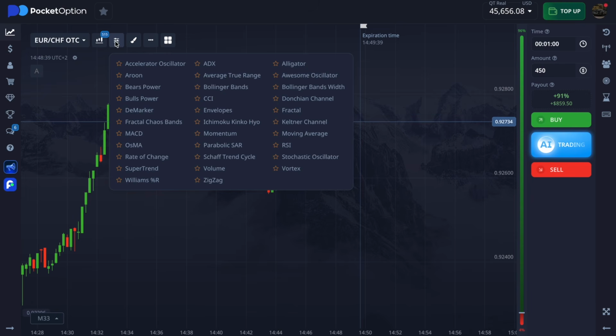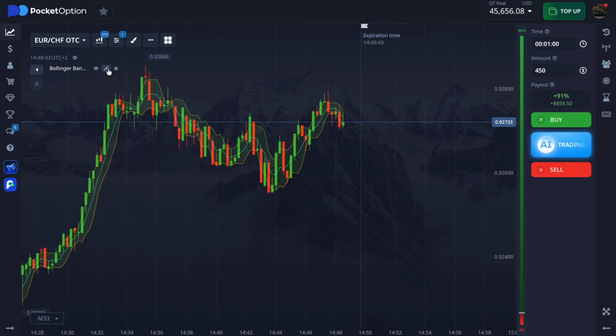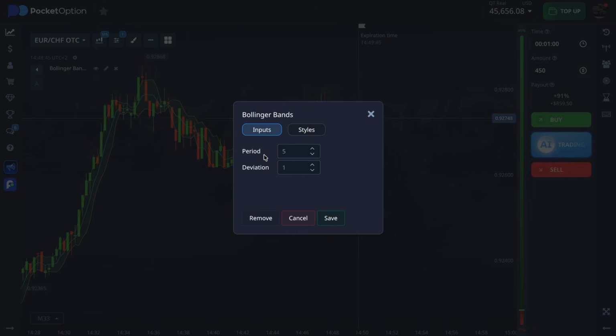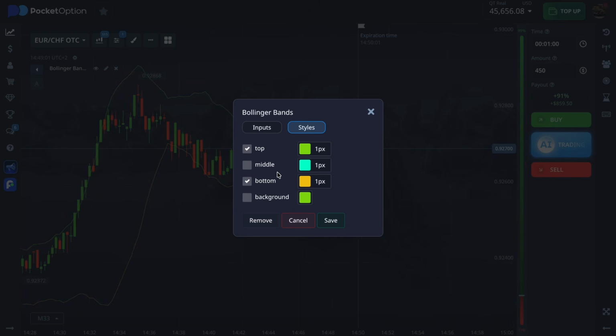The first indicator is the Bollinger Bands. I'm adding this indicator to the chart. Here I go into settings and I need to adjust this indicator. First I increase the period to 20, and the second parameter I increase to 2. Then I open the Styles tab, and here I turn off the middle line and disable the background. I leave only the upper and lower lines and adjust their colors a bit to my liking.